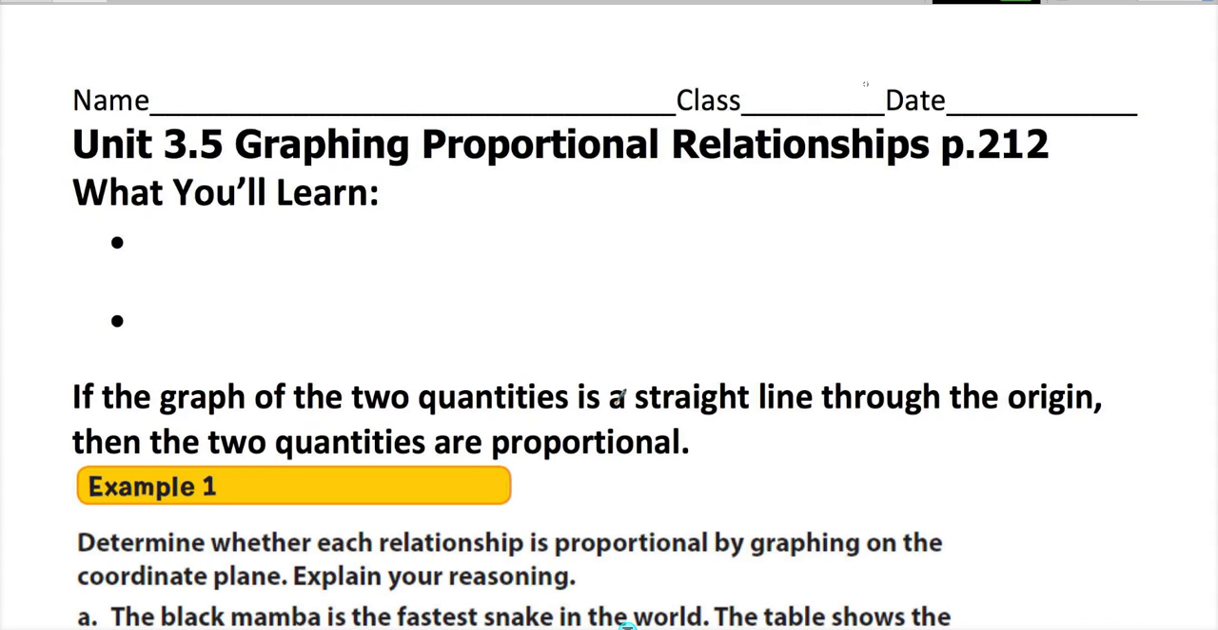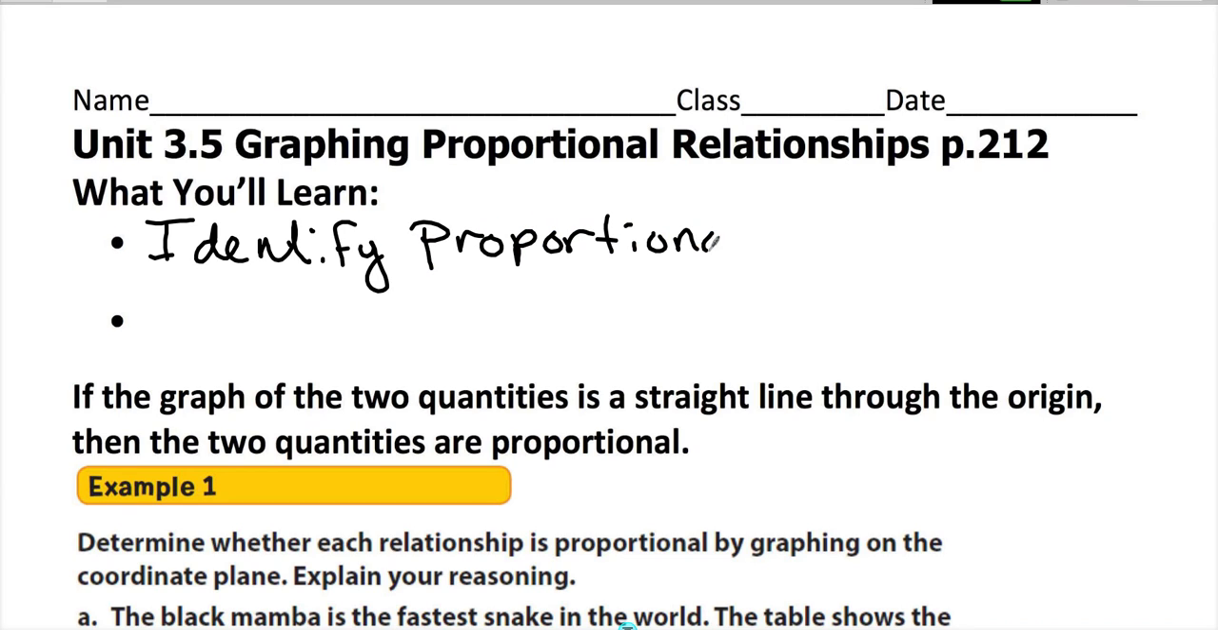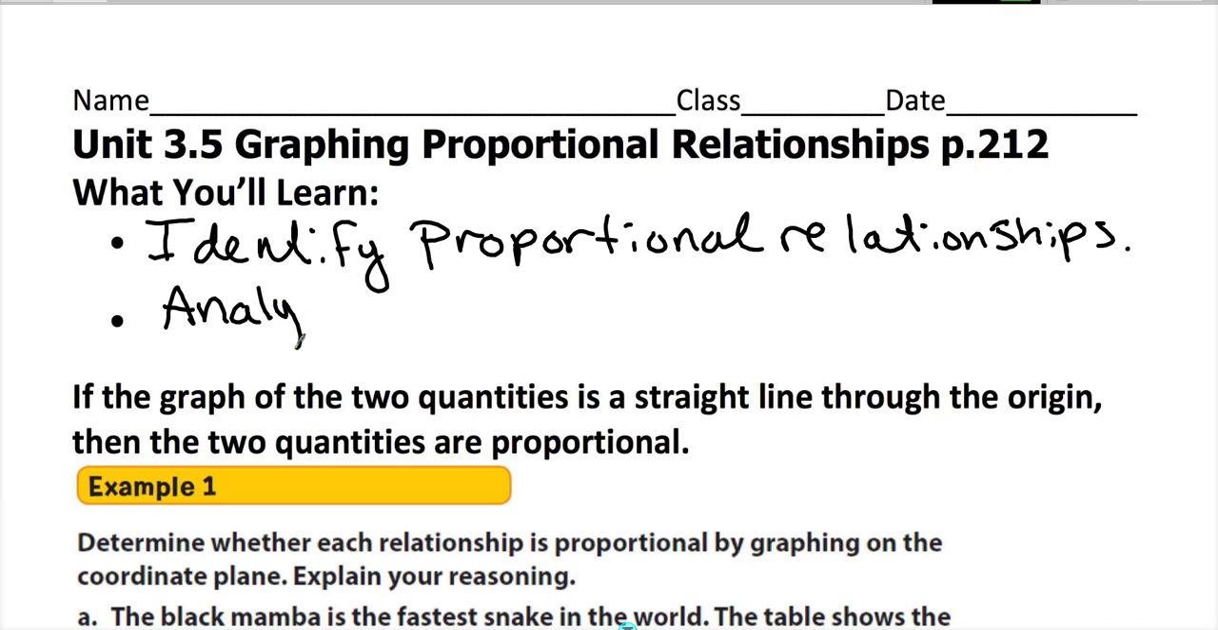We're going to identify proportional relationships. And then we're also going to analyze proportional relationships. Analyze. Big word. Analyze.